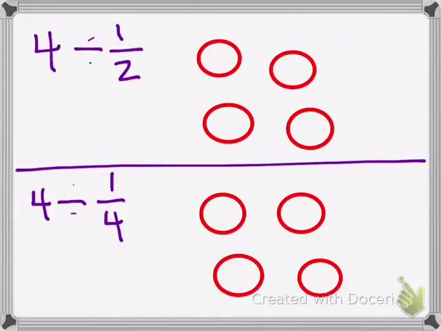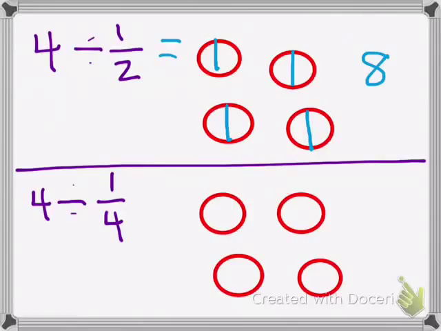We're taking 4 and we're dividing it into groups of a half. And when we take a whole and we break it into groups smaller than a whole, we're going to get more groups. In this case, if we take 4 and we break it into pieces of a half, we end up getting 8 pieces. So 4 divided into groups of a half equals 8.